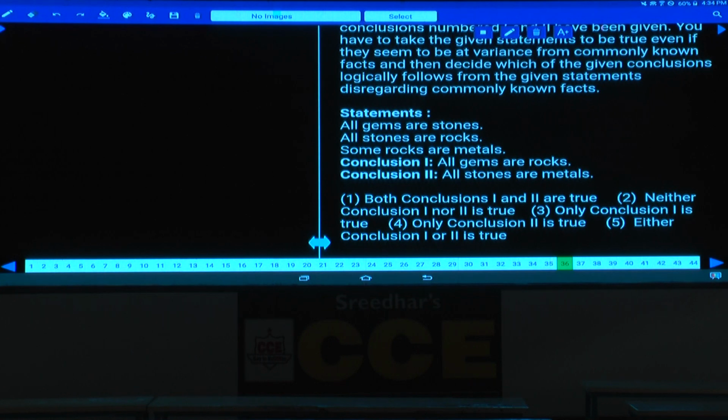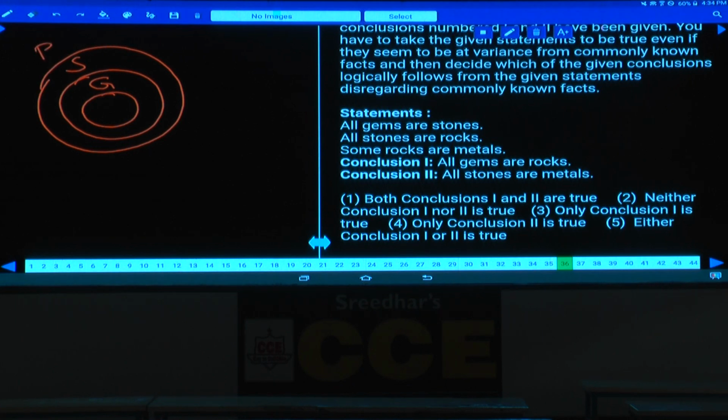Now question number 36, all gems are stones. All these gems are stones. And all stones are rocks. All gems are stones, all stones are rocks. Some rocks are metals, some of the rocks are metals can be written like this. Then first conclusion, all gems are rocks is definitely true. All stones are metals is false. Only conclusion 1 is true. Only conclusion 1, that is choice 3. Question number 36, it is choice 3.